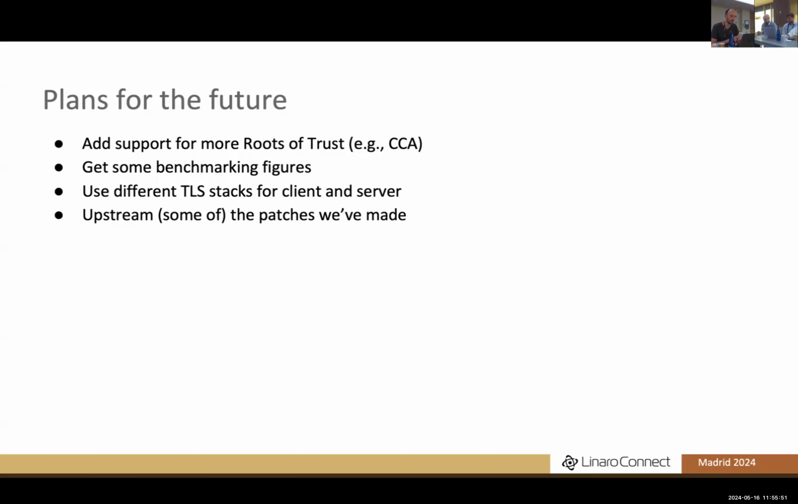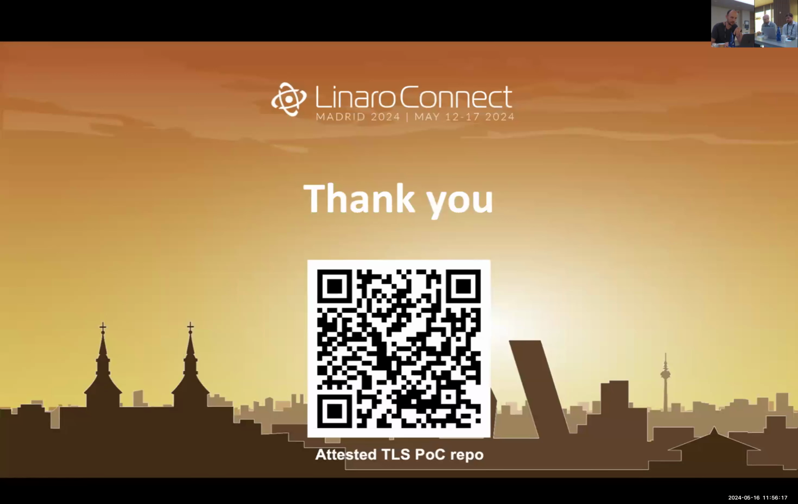We want to hopefully use different TLS stacks for client and server, so maybe using something like Rustls or OpenSSL on either client or server. Hopefully we can upstream some of the patches that we've made to actually get this support into upstream repos. Yeah, and if anyone wants to look at the proofs of concept, there are QR codes.